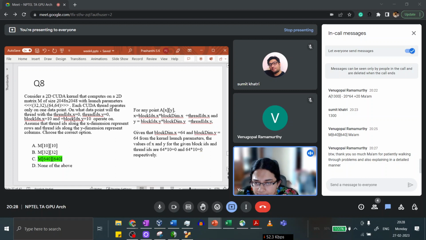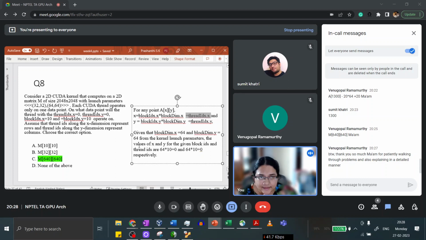From this launch configuration, we see that blockDim.x is 64, blockDim.y is also 64, and you're given that blockIdx.x is 10, blockIdx.y is 10, and the thread IDs are 0. So the last part will become 0 for both. All you're left with is 64 into 10, 64 into 10, right? So you get 640, 640. It's as simple as that.